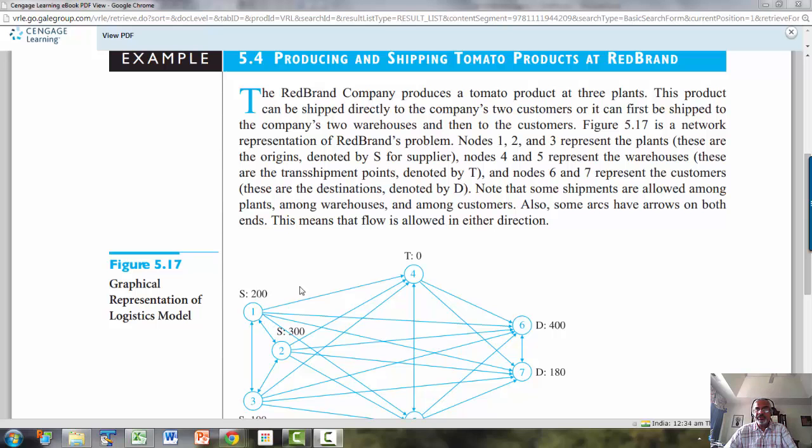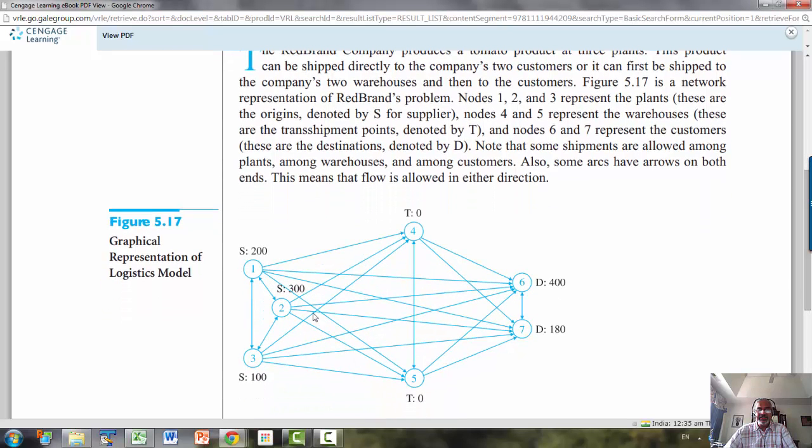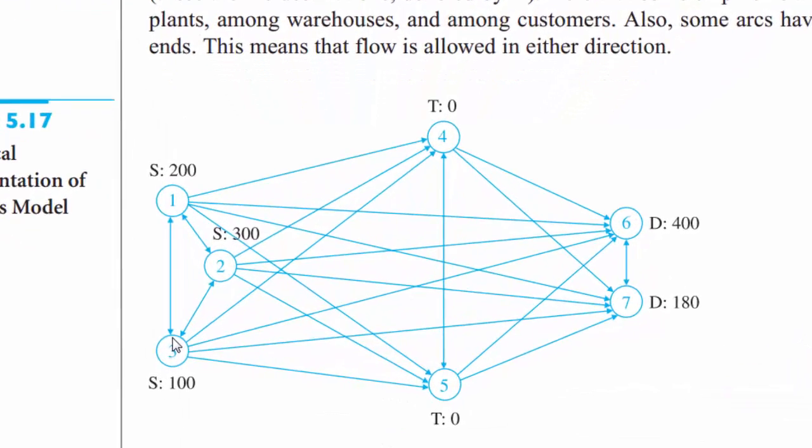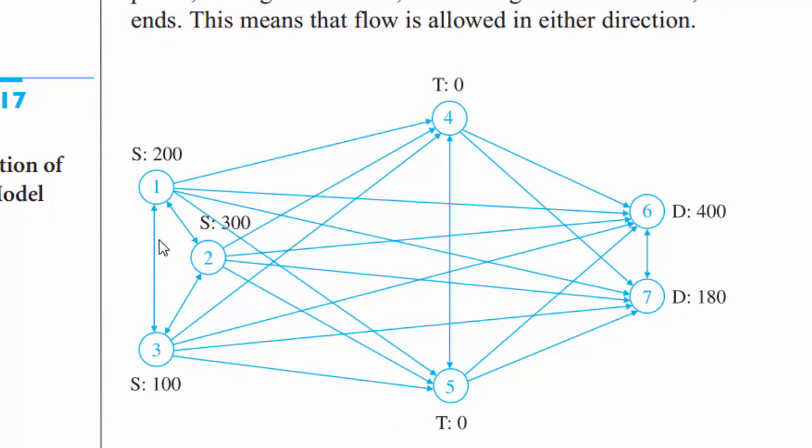So here in this example, we again have three origins, three sources. This S here means source, and these are the capacities. The arrows show in which direction transportation can take place. Here we have arrows on both sides, so you can have transportation going from 1 to 3 or 3 to 1 as well. And same here and same here. If you have an arrow with an arrowhead on only one side and not the other, that means transportation can take place only in one direction.